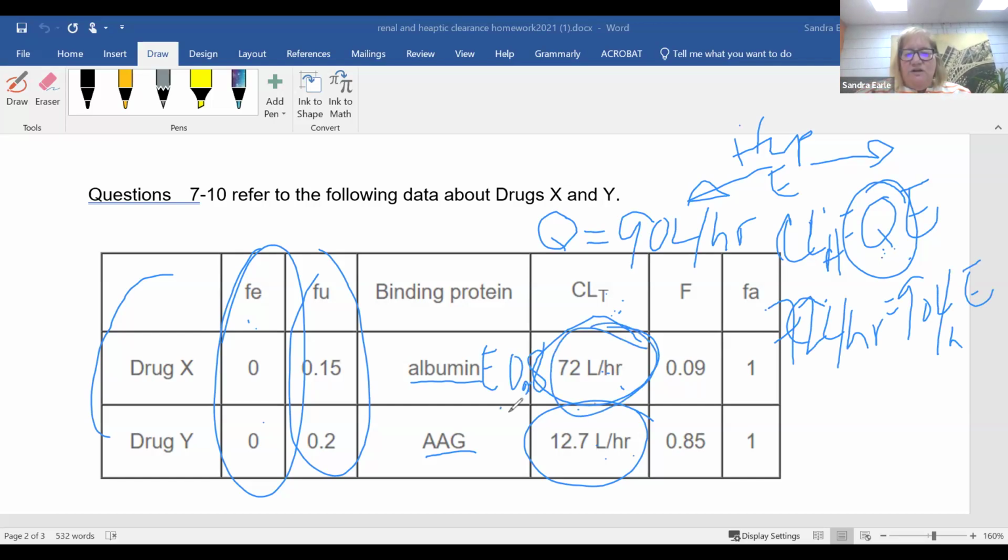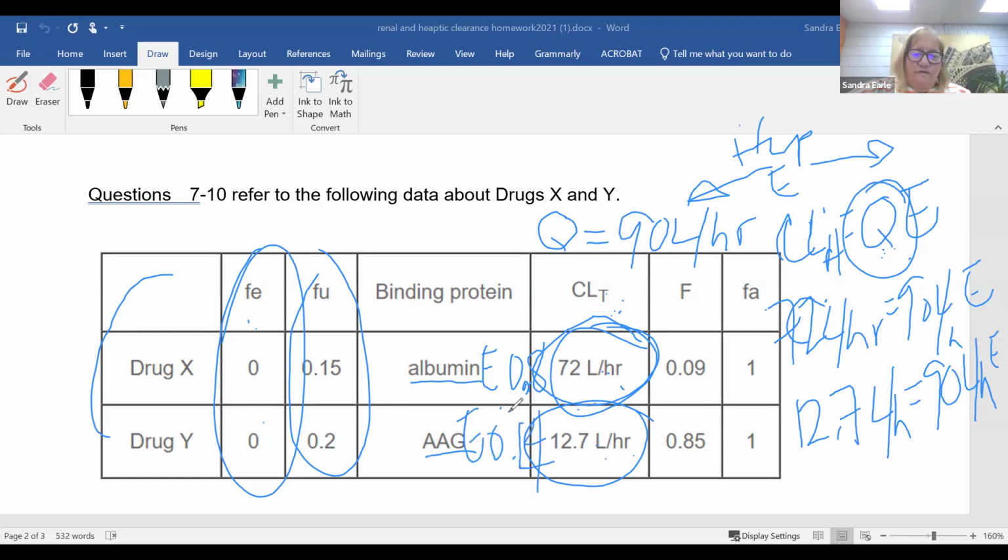So this is a high E drug, and we could tell that before we did the math. Our other drug, drug Y, is 12.7 liters per hour, again with a Q of 90 liters per hour, and we can solve for E. So 12.7 divided by 90. So this has an E of 0.14 or 14% versus 80%. So high E, low E.